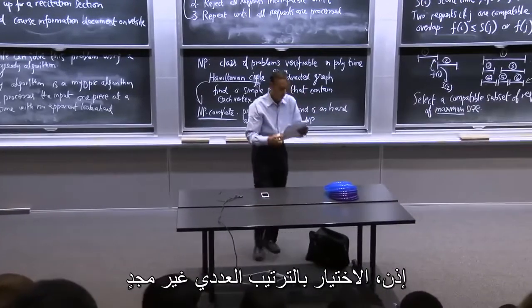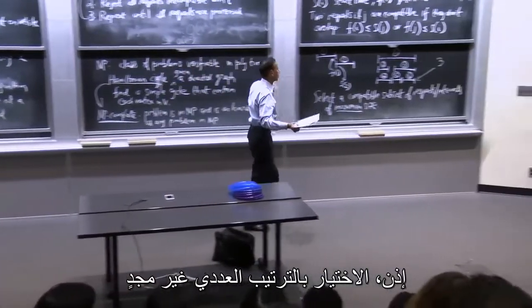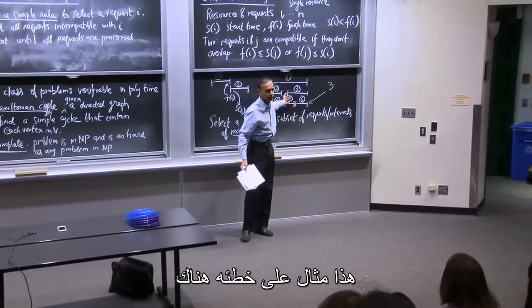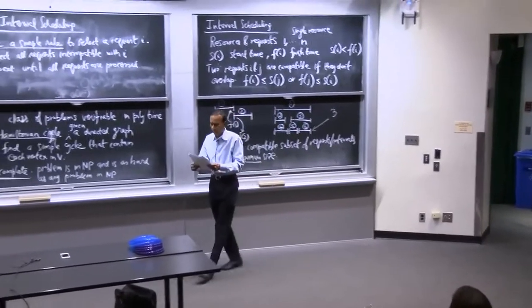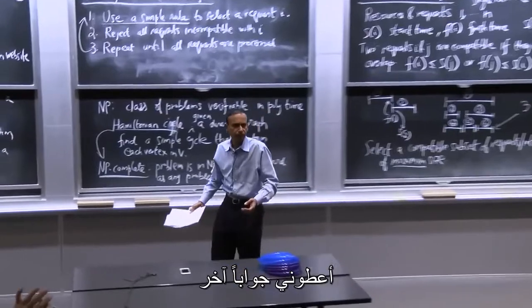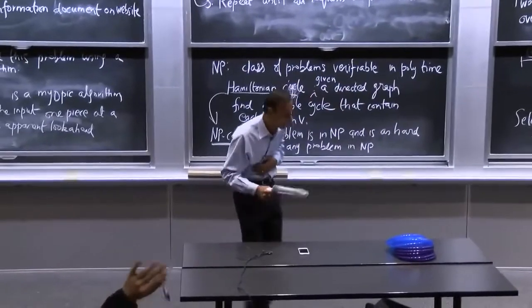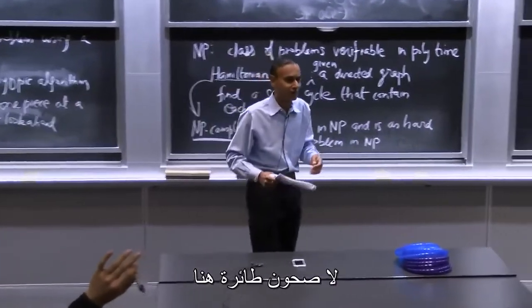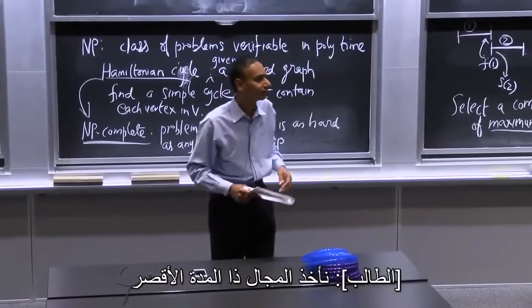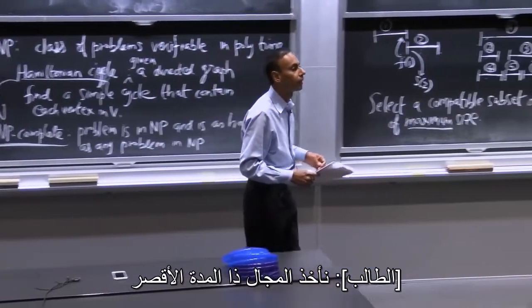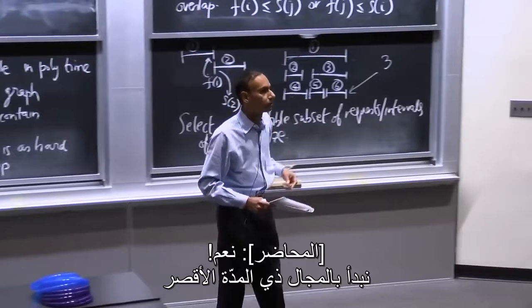So, iterate through in numeric order isn't going to work. This is a great example, right? Right there, right? Give me another one. I'm going to run out of Frisbees right here. Over there, yeah. Try the one with the shortest time.